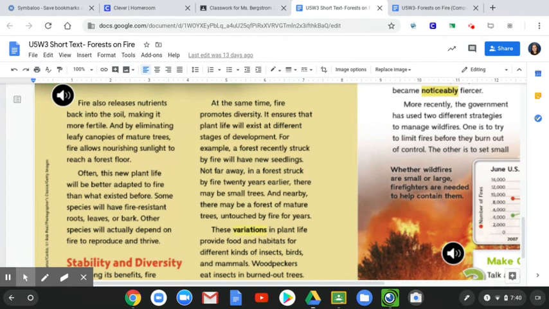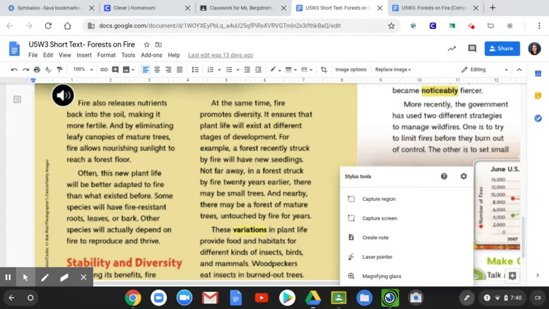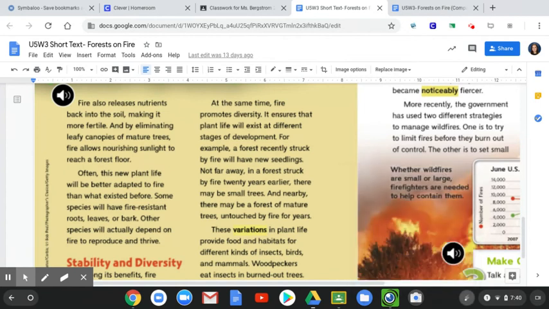So first, you've got to find the word on the page. I'm going to use my laser pointer so you can see where I'm reading. And the word mature is right here. So I'm going to read that whole paragraph because there might be clues in the whole paragraph. It says, fire also releases nutrients back into the soil, making it more fertile. And by eliminating leafy canopies of mature trees, fire allows nourishing sunlight to reach a forest floor.